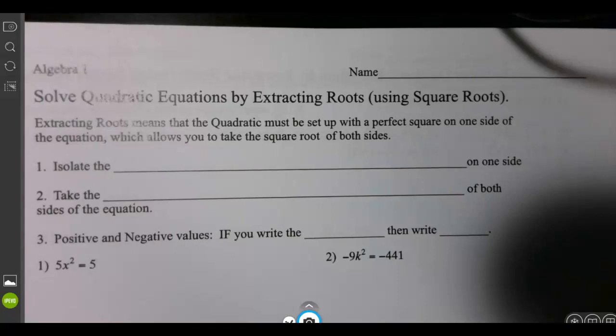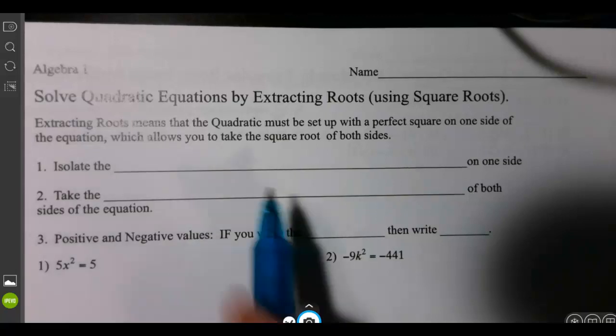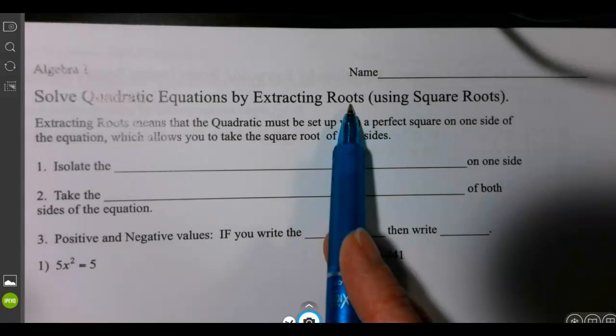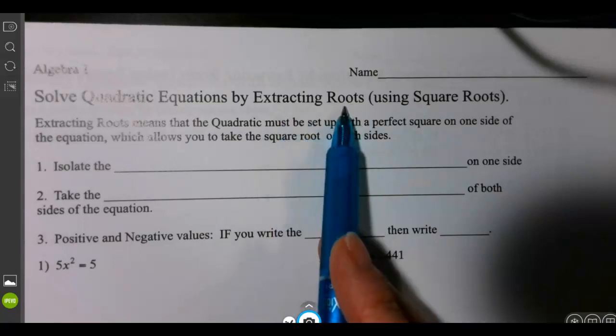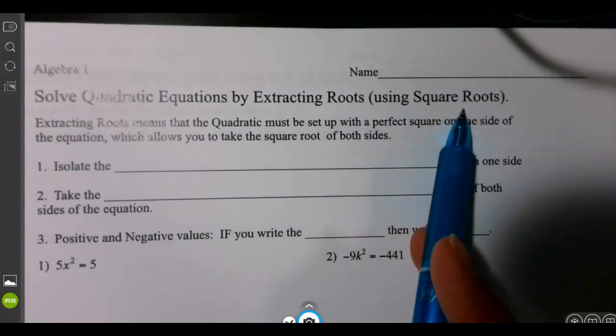So we solved by factoring. Now we're going to solve by square roots. We reviewed square roots, and we're going to be using that today. Some people will also call this extracting roots, so I wanted you to be familiar with those words too. But we're going to solve by square roots is what we're going to do.